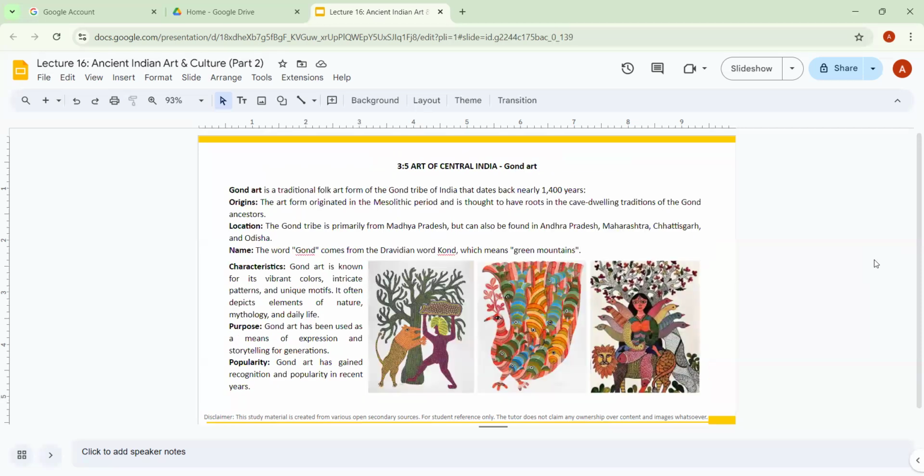The art of Central India, Gond art. Gond art is a traditional folk art form of the Gond tribe of India that dates back nearly 1400 years. The word Gond comes from the Dravidian word Gond, which means green mountains. Gond has been used as a means of expression and storytelling for generations. They often use vibrant colors, intricate patterns, and unique motifs. It often depicts elements of nature, mythology, and daily life.